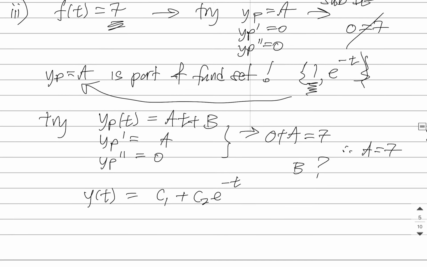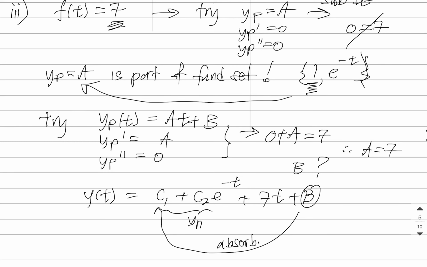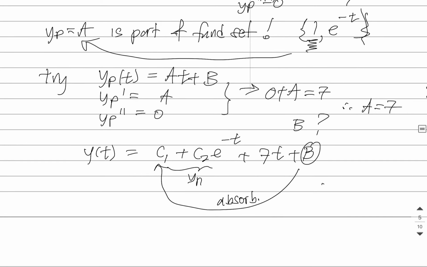There's the homogeneous solution. This b gets to be absorbed into there. So then all we would identify as the particular solution is just the remaining term. The particular solution here would be 7t.